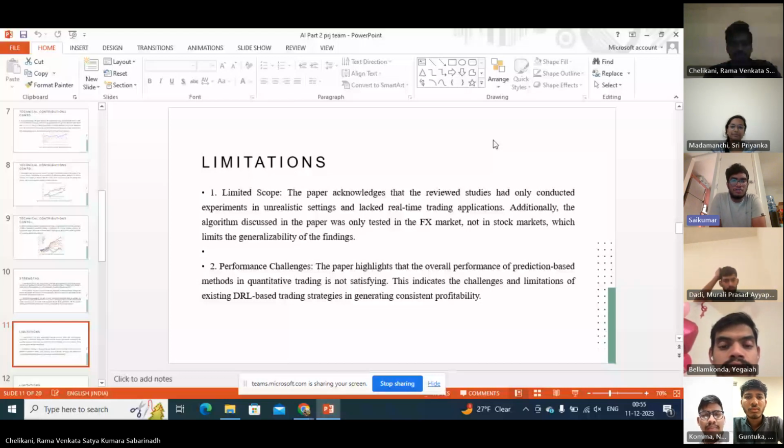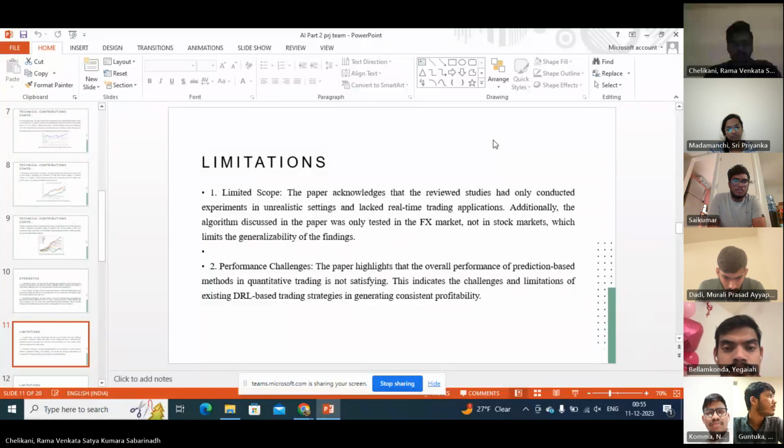Coming to the limitations, we have two: limited scope and performance challenges. The paper acknowledges that the reviewed studies only conducted experiments in unrealistic settings and lacked real-time trading applications, and additionally the algorithm discussed in this paper was only tested in the FX market. Coming to the performance challenge, this paper highlights that the overall performance of prediction-based methods in quantitative trading is not satisfactory, given the limitations of DRL in trading strategies. The next slide.